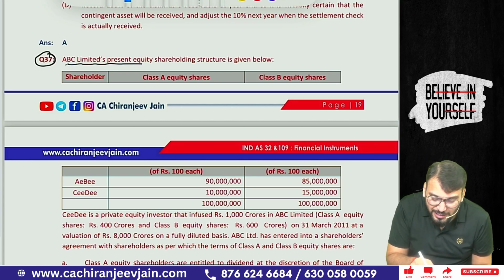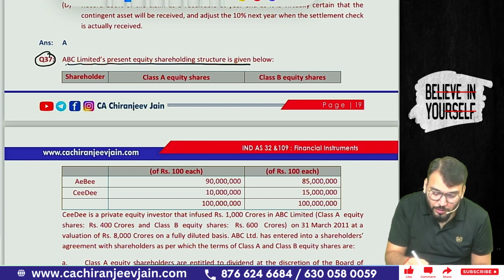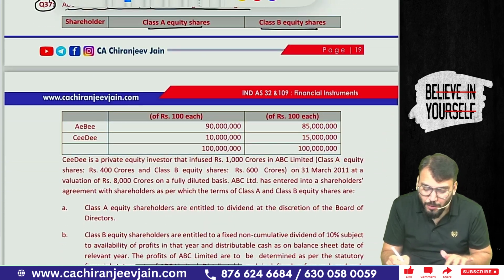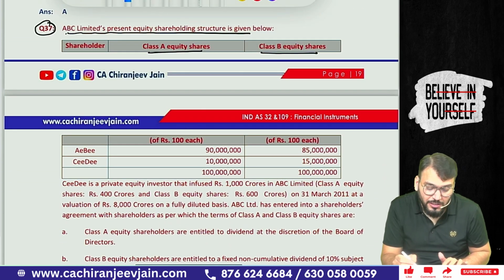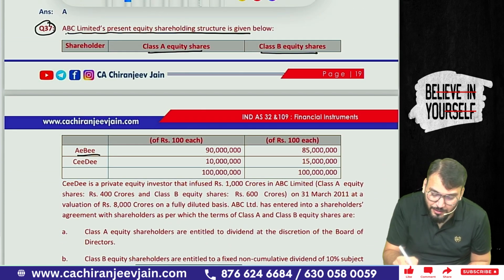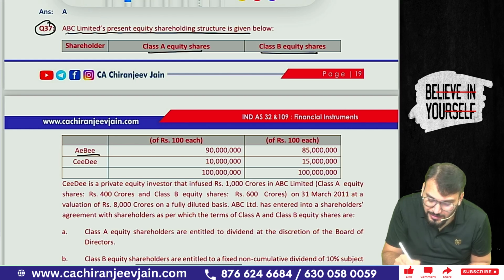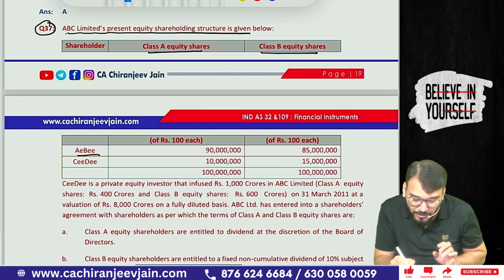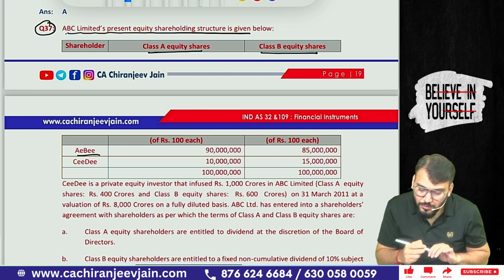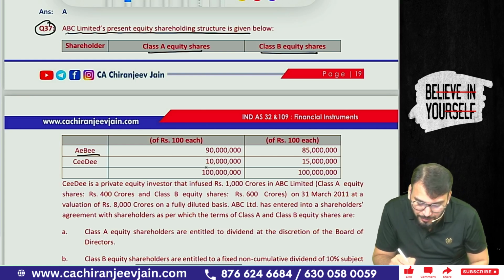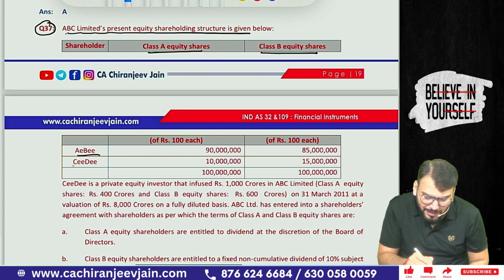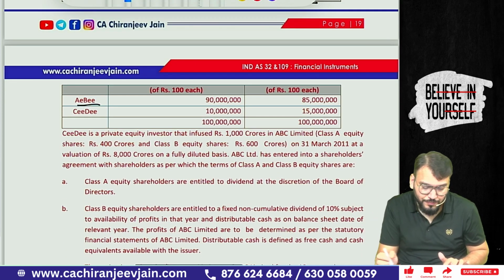ABC Limited's present equity shareholding structure is given below: Class A equity shares and Class B equity shares, of rupees 100 each. You can see the shareholder AB holds how many Class A equity shares? It is 9 crore. And this becomes 1 crore. So this becomes 10 crore. Similarly, they have given for Class B equity shares also.